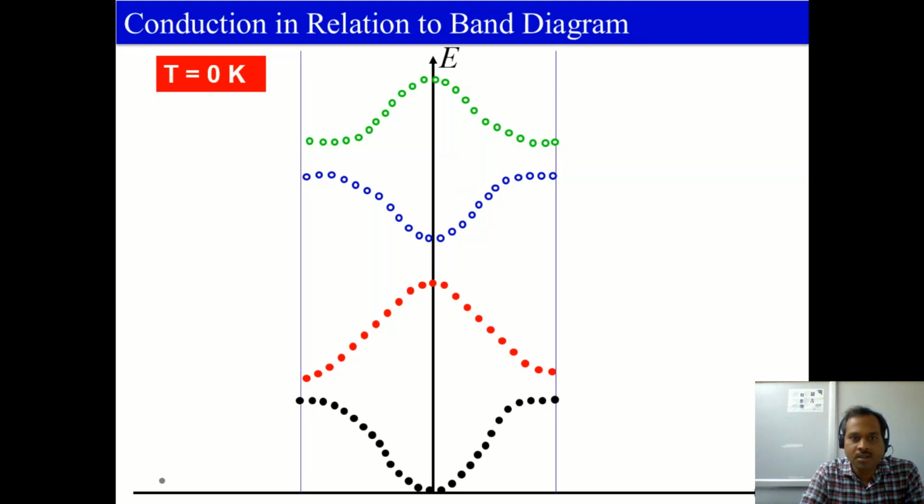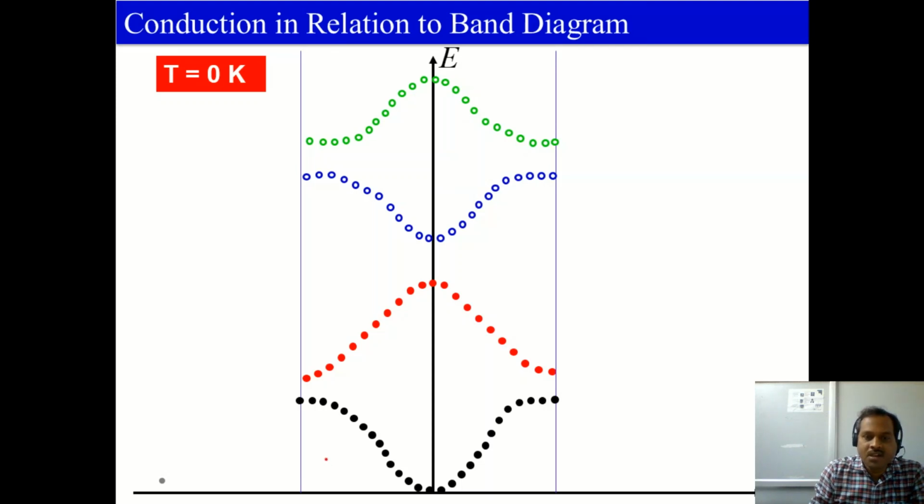In the last lecture we have seen the dynamics of the electrons which can be obtained from the band structure. The slope of the E-K diagram corresponds to the velocity of the wave packet associated with the moving electron, whereas the curvature of the E-K diagram is related with the effective mass of the charge carriers. In today's lecture, let us try to see how the conduction can be explained using the band diagram.